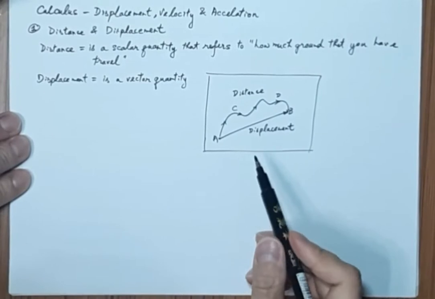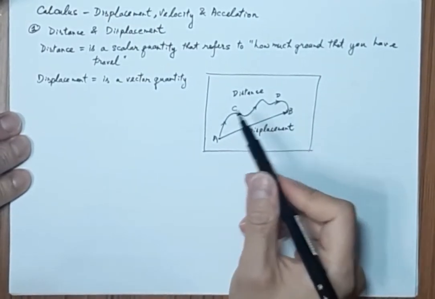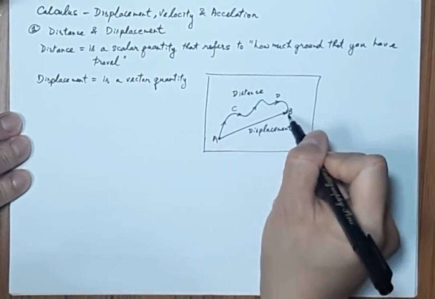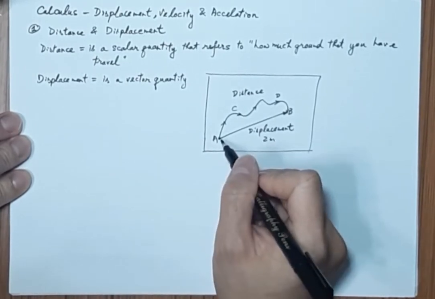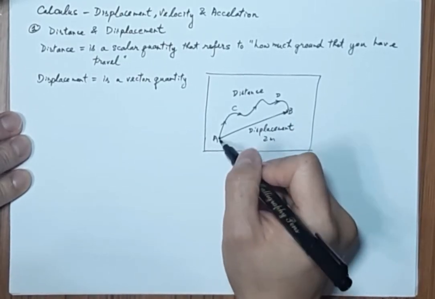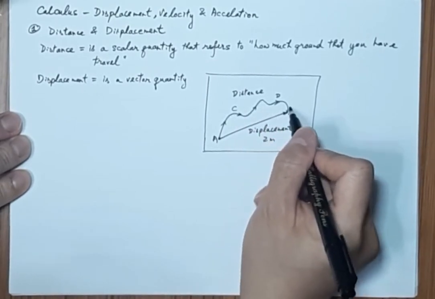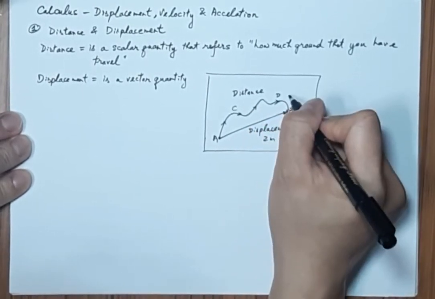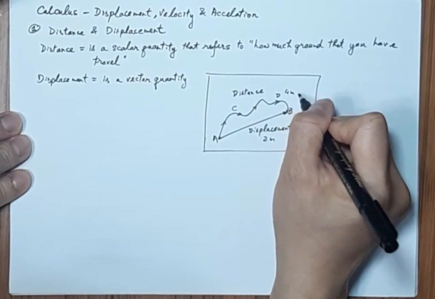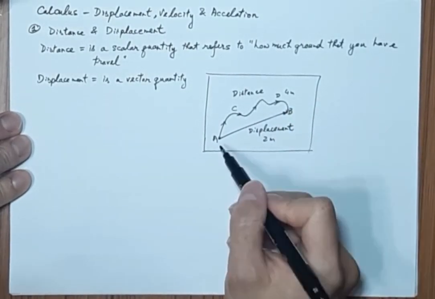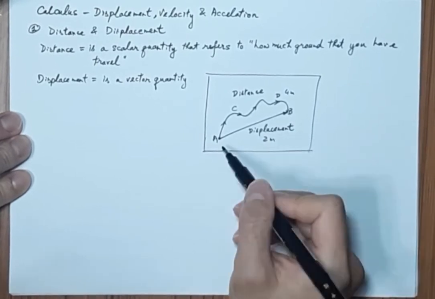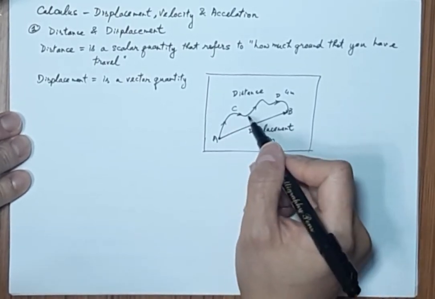You can see the difference between distance and displacement in this graph. From point A to B is the displacement. Let's say it's 2 meters. From the point between A and B going along the path C and D, we have the distance. It may be 4 meters or more. The difference is that displacement is a vector, and distance is the total quantity we have traveled.